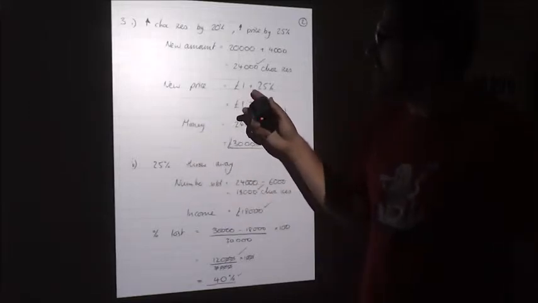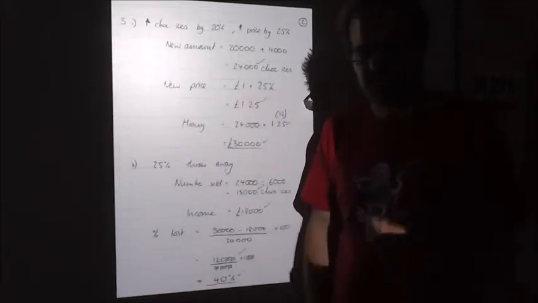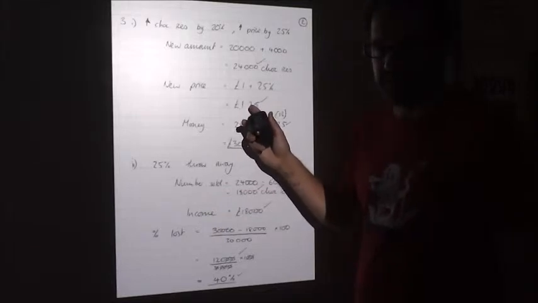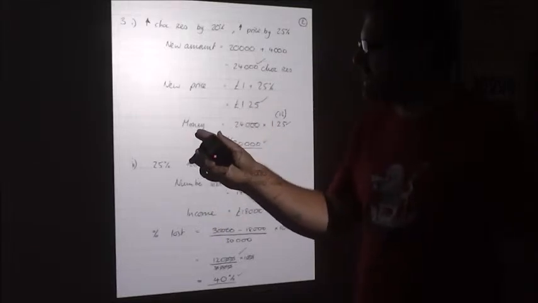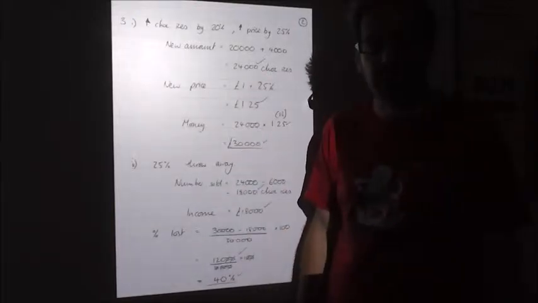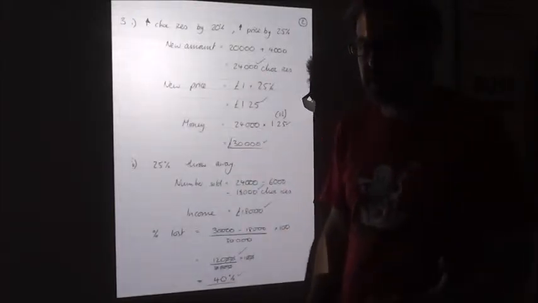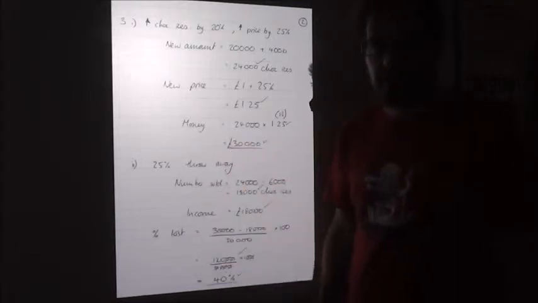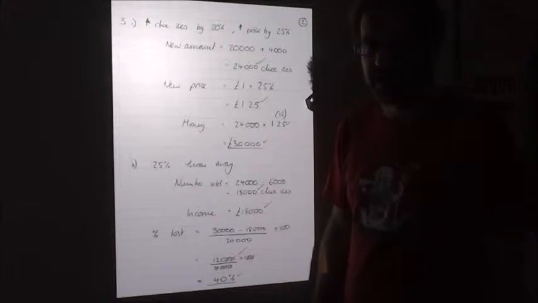The new price, you add 25%, which is 25p. So they sold for £1.25. To find the money they expect to make, you multiply them. If you think of £1.25 as 1 1/4, it makes it a bit easier. And you work out they expect to make £30,000 from chalk ices.